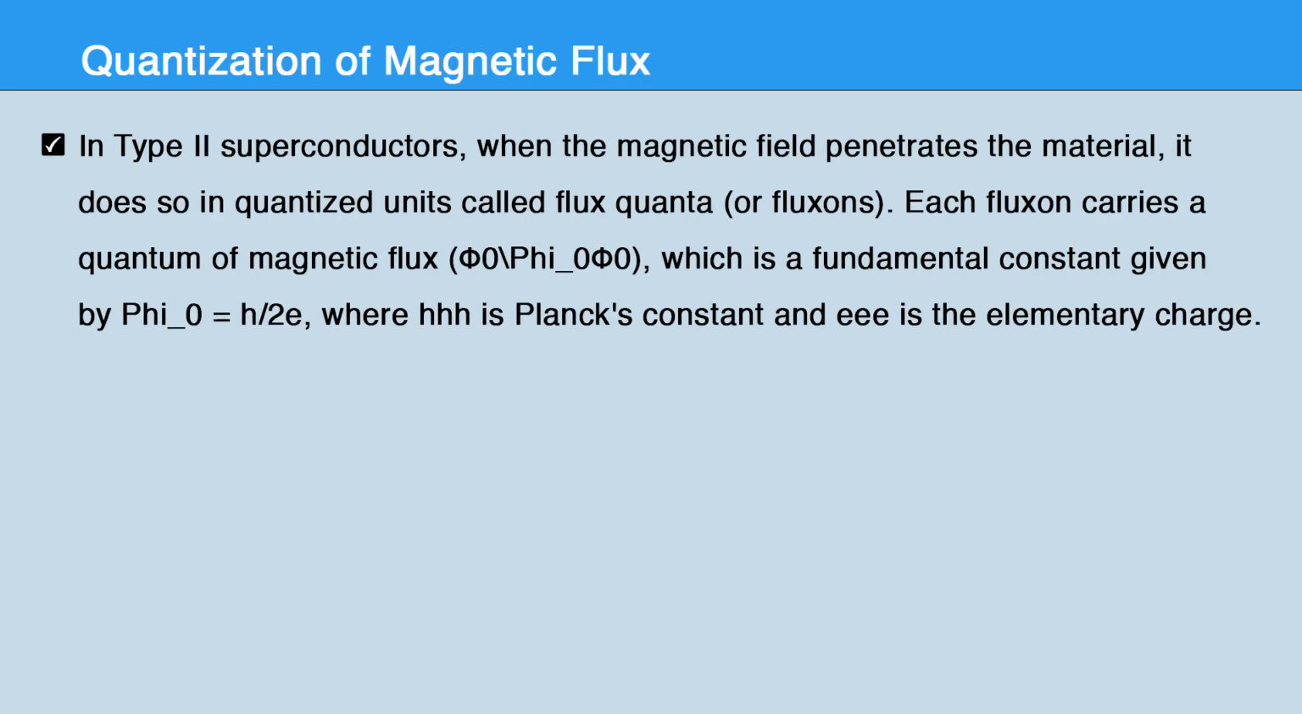Quantization of magnetic flux. In a type 2 superconductor, when a magnetic field penetrates the material, it does so in quantized units called flux quanta or fluxons. Each fluxon carries a quantum of magnetic flux, phi 0, which is a fundamental constant given by phi 0 equals h over 2e, where h is the Planck constant and e is the elementary charge.